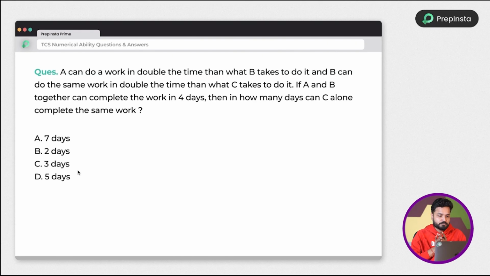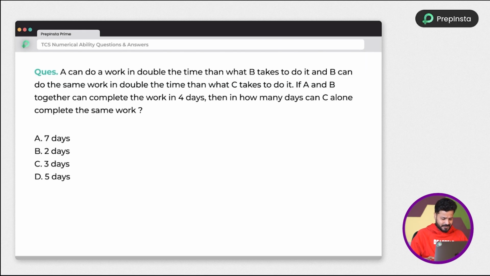A can do a work in double the time that B takes to do it, and B can do the same work in double the time that C takes to do it. If A and B together can complete the work in 4 days, then in how many days can C alone complete the same work? A very simple question. Take a pause, and this is one question that should not take more than 15 to 20 seconds. So here's your time. I hope you guys tried solving this. Now let me start it for you.